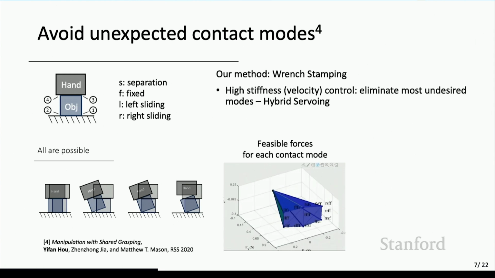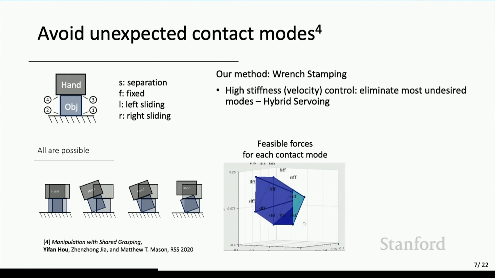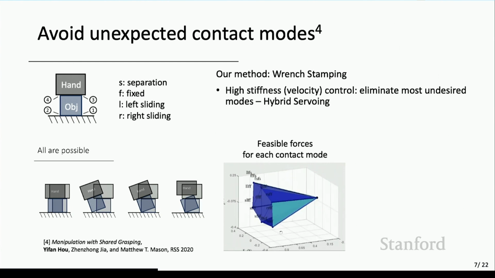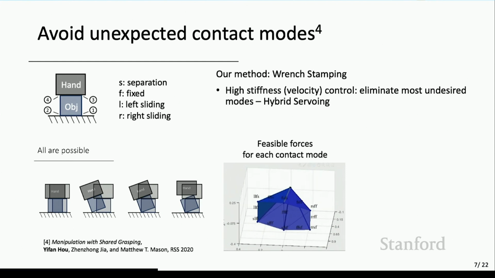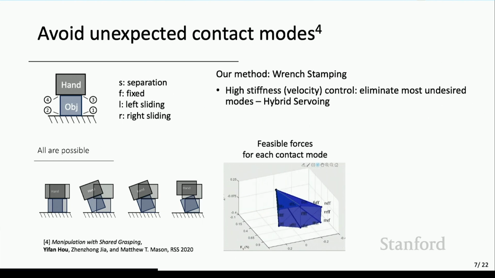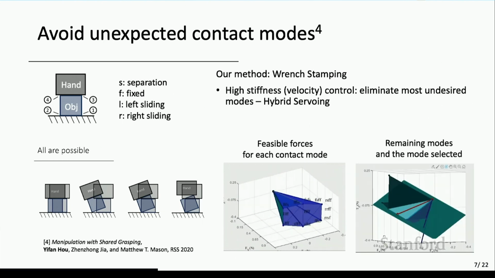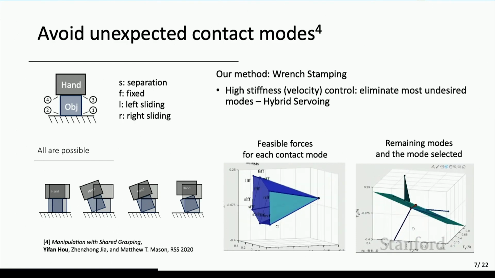So our method, on a high level, starts with running the hybrid servoing algorithm we just mentioned, which gives us some velocity controls. These velocity controls are compatible with your desired motion, but they will not be compatible with many others. So by applying those velocity controls, you basically eliminate a lot of the undesired contact modes.